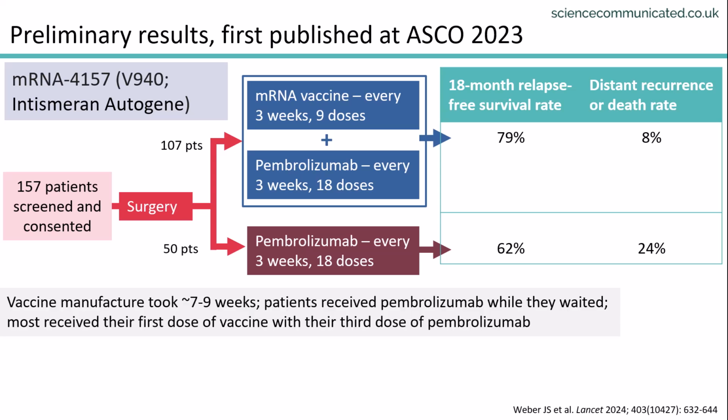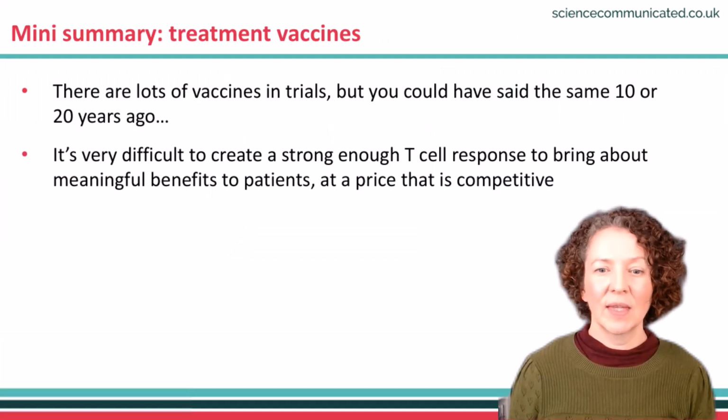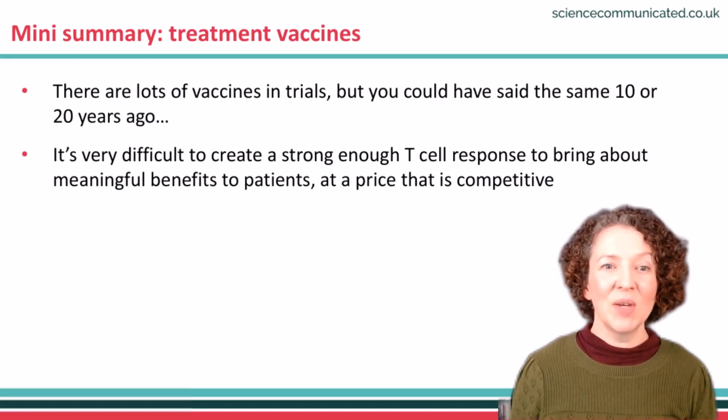The vaccine did take between 7 and 9 weeks to create for each patient. While they waited, they received just the immune checkpoint inhibitor. Because of the results of this trial in melanoma patients, there are now 4 phase 3 trials underway, 2 of them involving patients with non-small cell lung cancer, 1 involving patients with squamous cell carcinoma, and 1 with patients with melanoma. A little summary of those vaccine treatments.